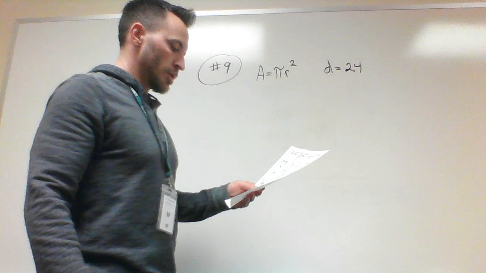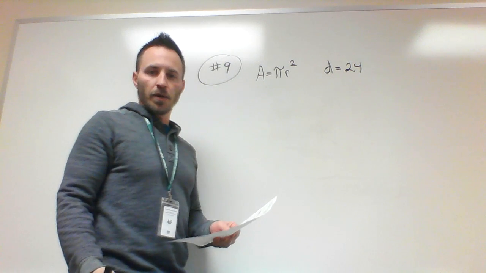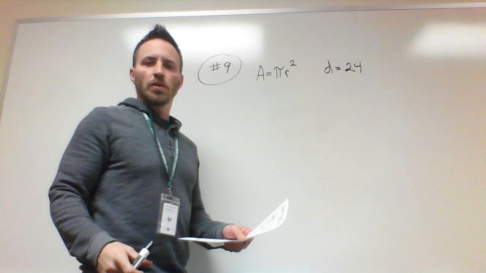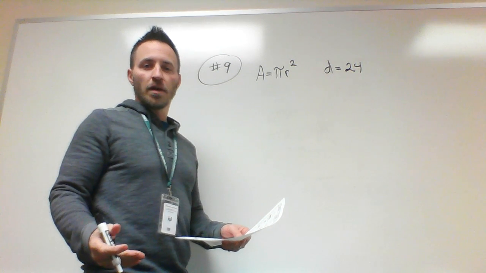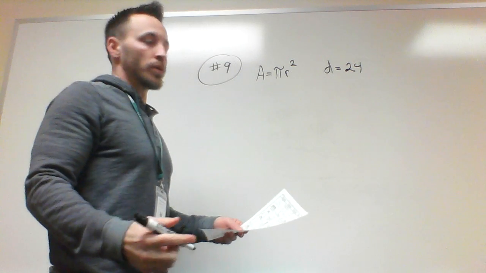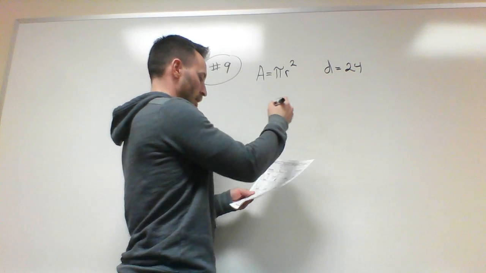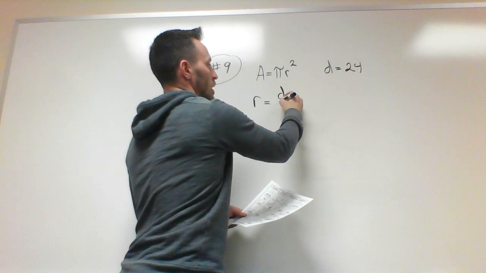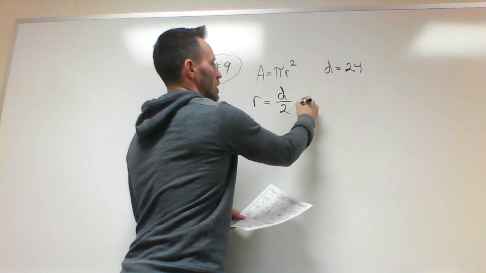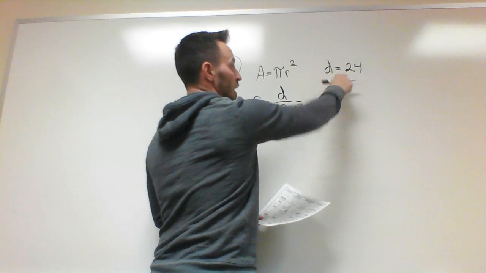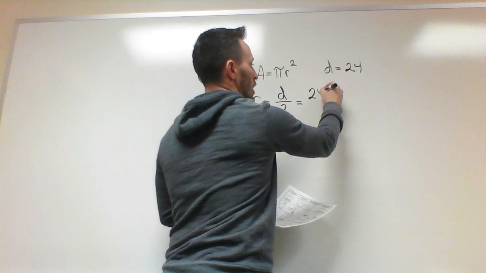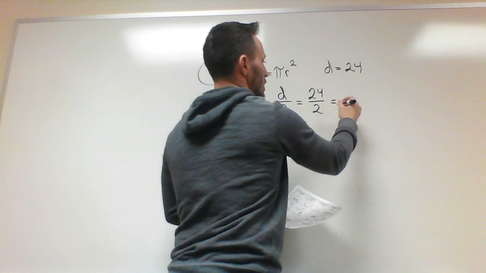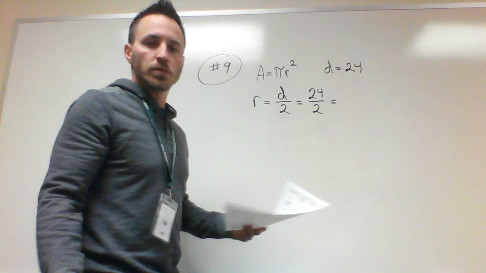All right. So there's one thing that you need to know about diameter and radius and what their relationship is. So the radius is half of the diameter. So in order to find your radius, I'll write this down here. Radius equals diameter divided by 2. In this case, we know our diameter is 24. We can divide that by 2 to find our radius. 24 divided by 2 equals 12.